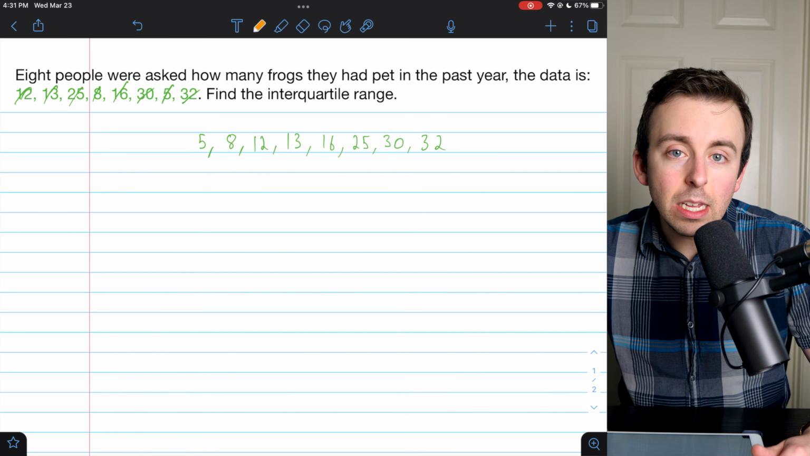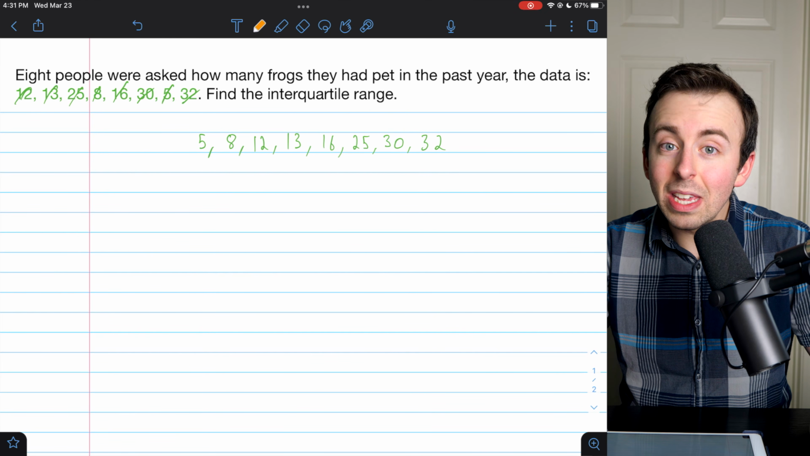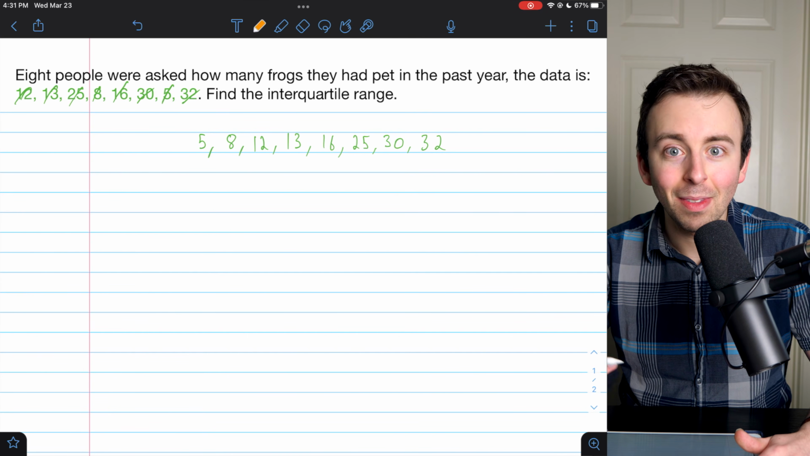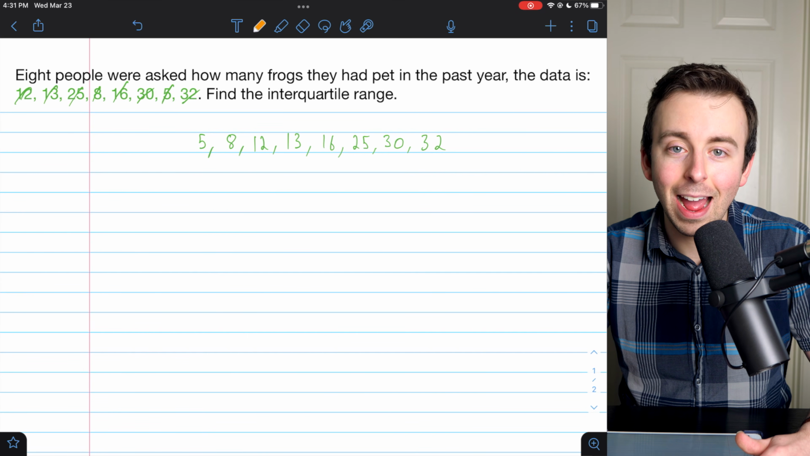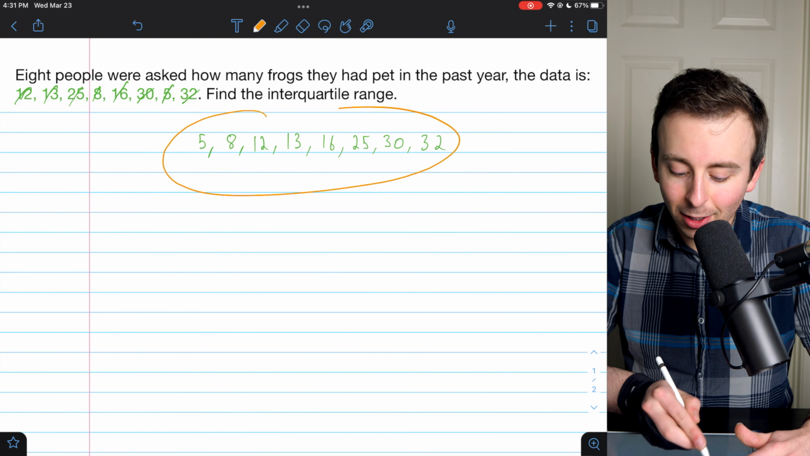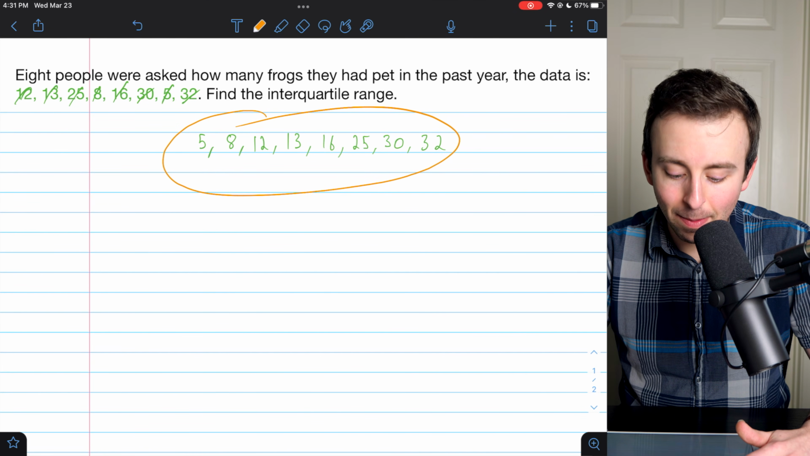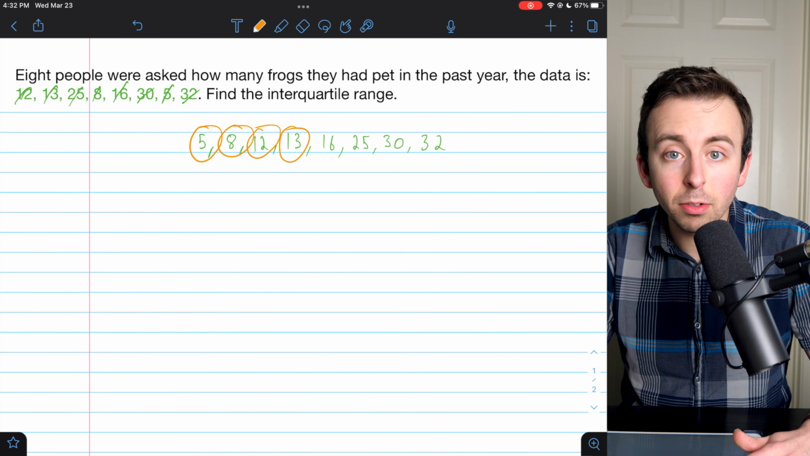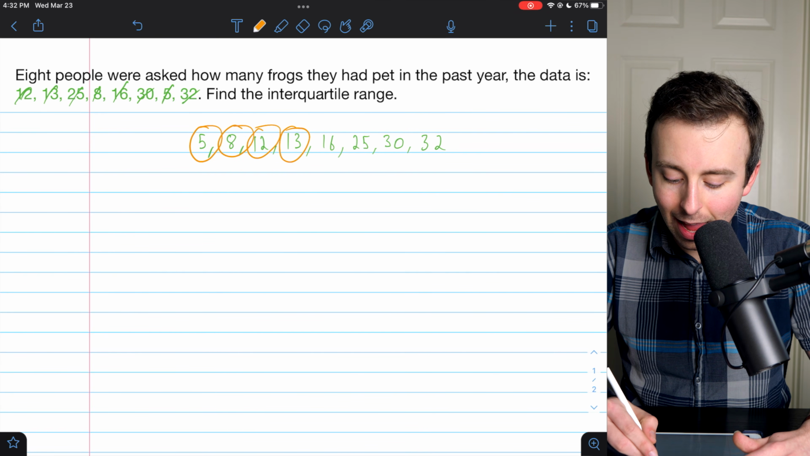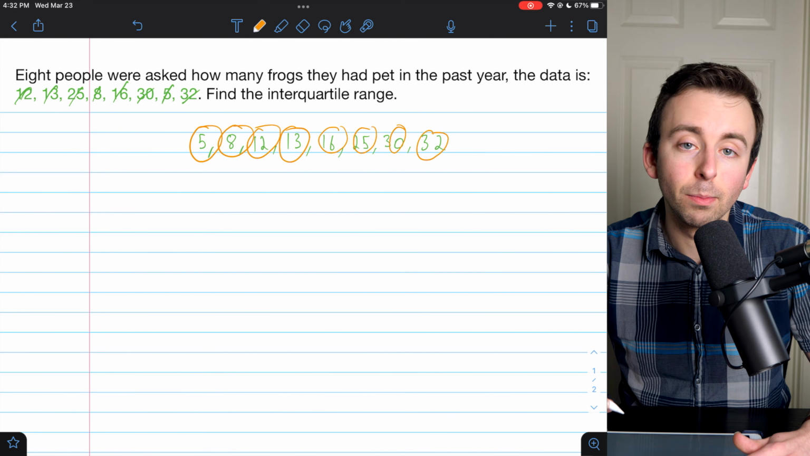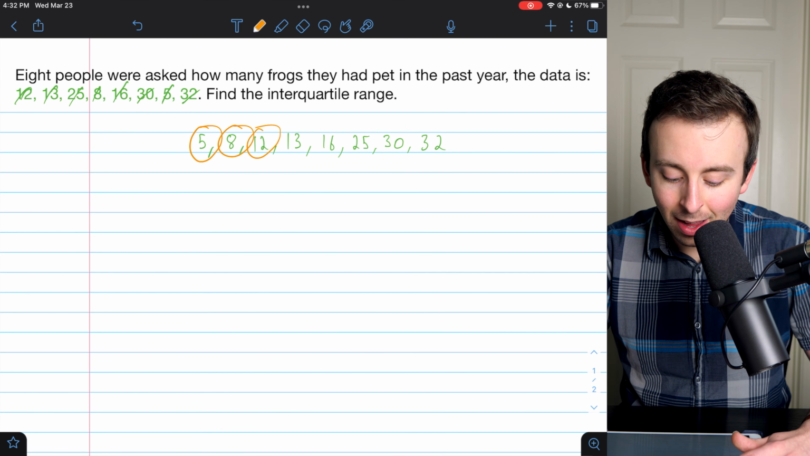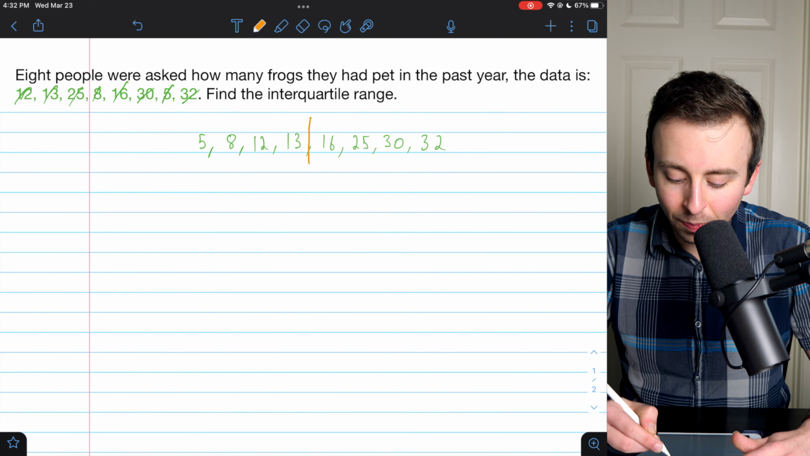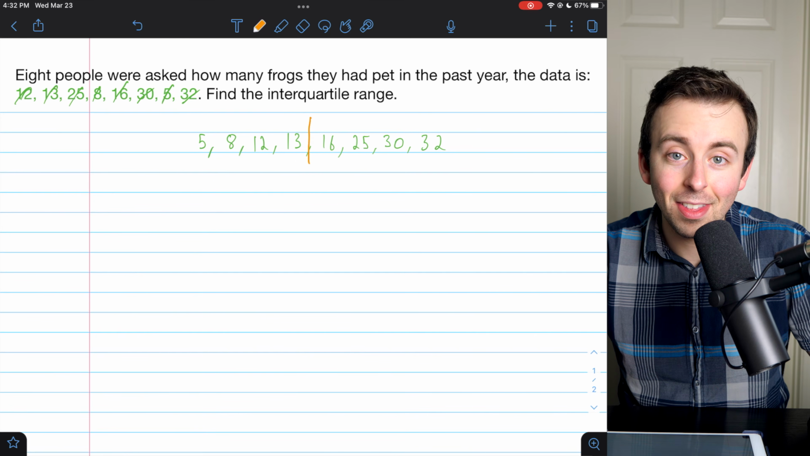Now, since we have an even number of data values, we can do that very simply. Half the data points make up the lower half, half the data points make up the upper half. In other words, let's take a look at this data set. There are 8 numbers, so 1, 2, 3, 4 numbers make up the lower half, and 1, 2, 3, 4 numbers make up the upper half.